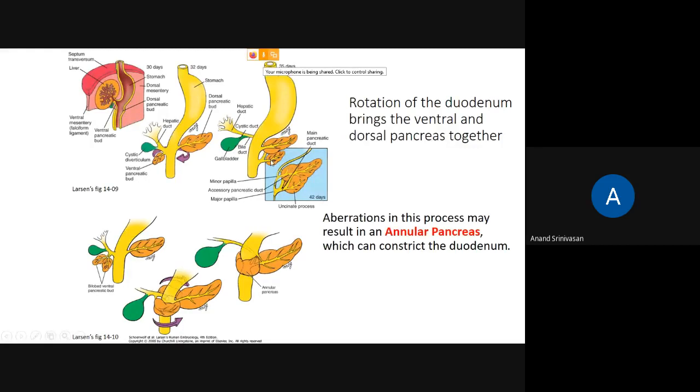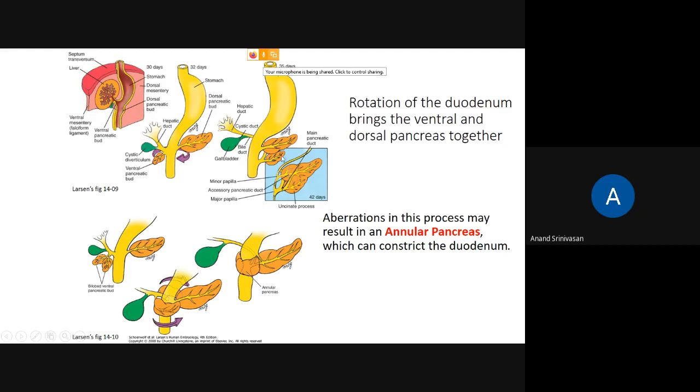Okay, the ventral pancreas has a duct along which it joins with the common bile duct. Now, in this picture it is shown very minutely. What happens is, from the dorsal pancreas, the pancreatic duct has a connection to the ventral pancreatic duct along this line.